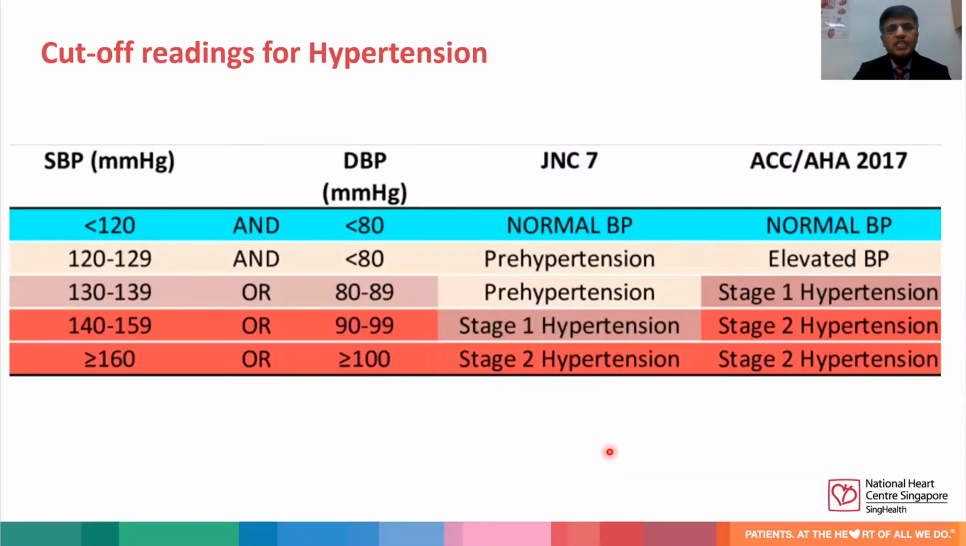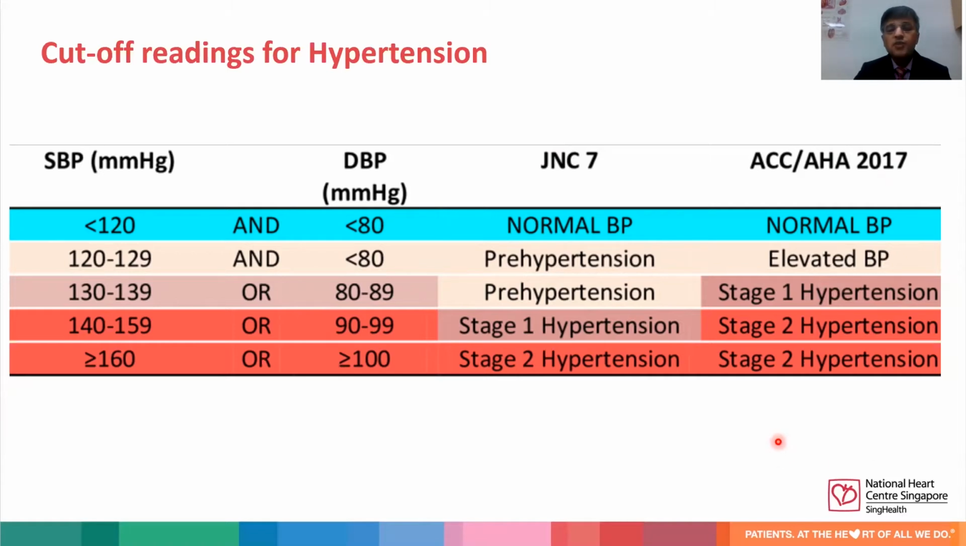So what are the cutoff readings for hypertension? Gradually over the years, the reading for which people are diagnosed as hypertension has become more and more stringent and tightened. As you can see, in some of the earlier days, we used to call hypertension as more than 140, and those below that were still within a pre-hypertension group. But on the other hand, in recent years, even readings more than 130 are considered to fall under the hypertension category.